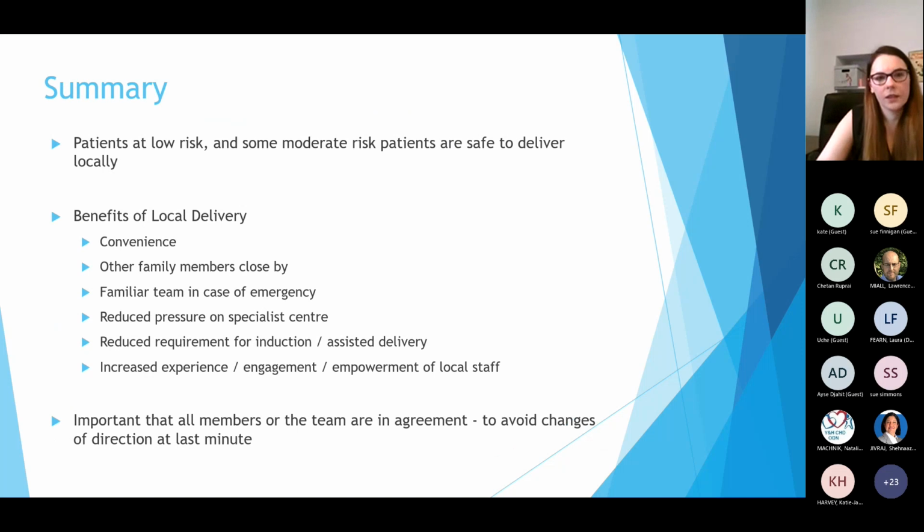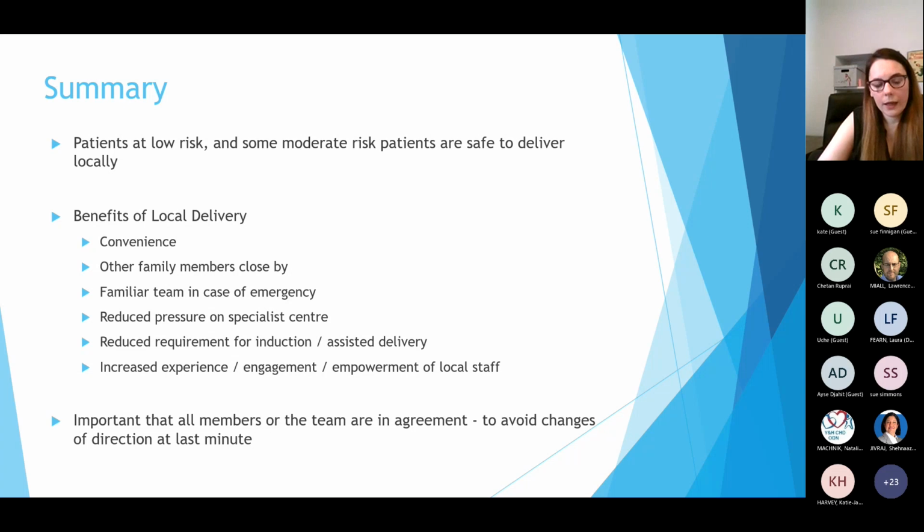So to summarise, patients at low risk and some of the moderate risk patients are completely safe to deliver locally. There are benefits for local delivery, most notably convenience for the patient, not having to travel a significant distance, and as a result being far away from other family members, especially at the moment with the reduced visiting restrictions. If there is an emergency and they have to go to their local department, the team will already be familiar with them. Delivering locally can also reduce the pressure on the specialist centres.